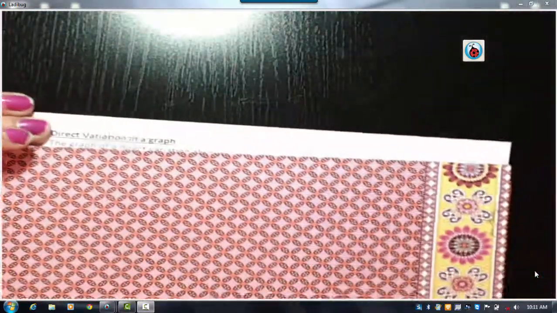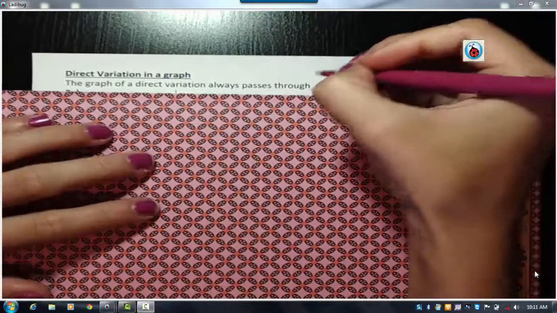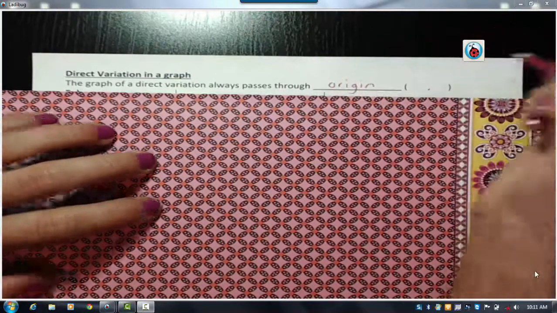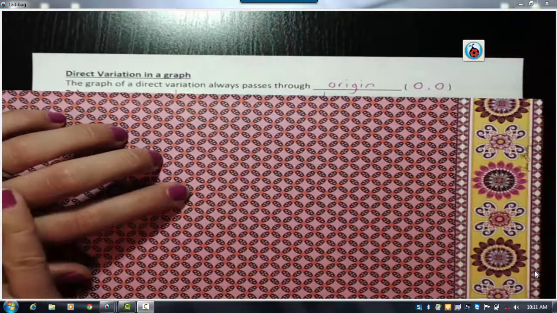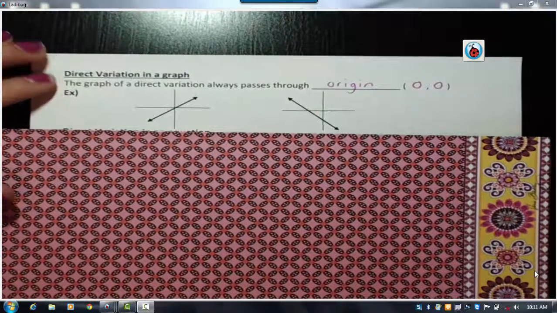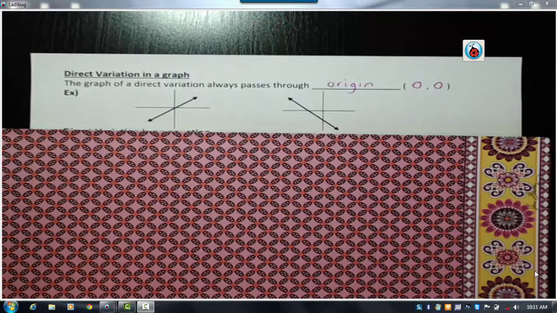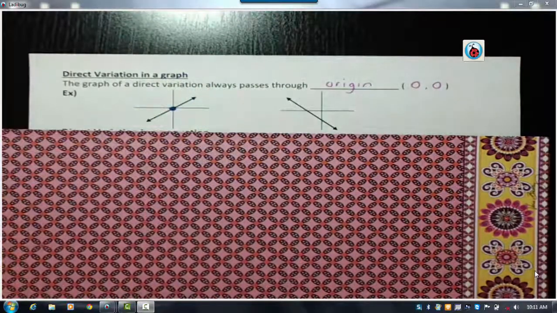Okay, so now if we're looking at direct variation in a graph, the graph of the direct variation always passes through the origin. Okay, and if you remember the origin when we talked about the coordinate grid, the origin is the direct middle, which as a coordinate or ordered pair is going to be 0, 0. So if I give you these two examples, these are examples of our linear functions or linear graphs or linear relationships. Okay, notice that this first one falls through the origin.